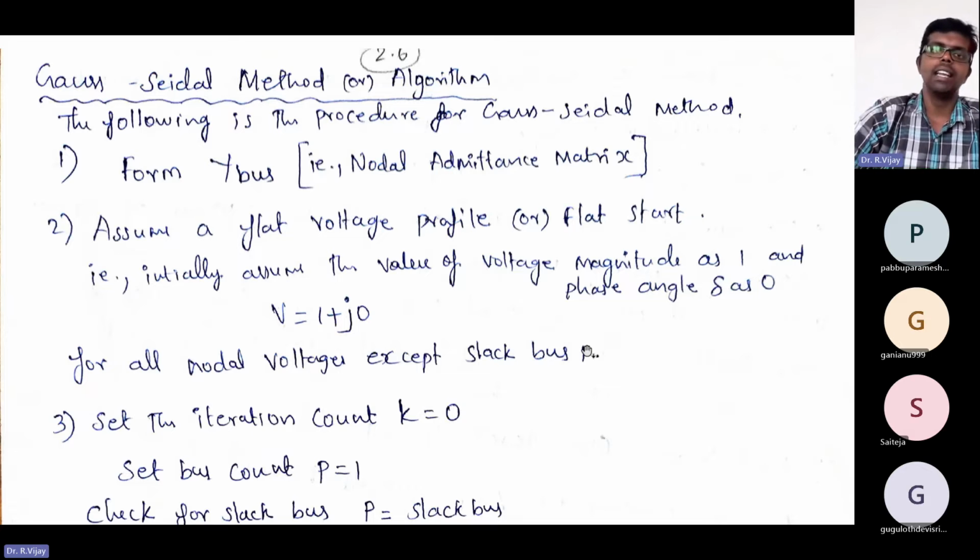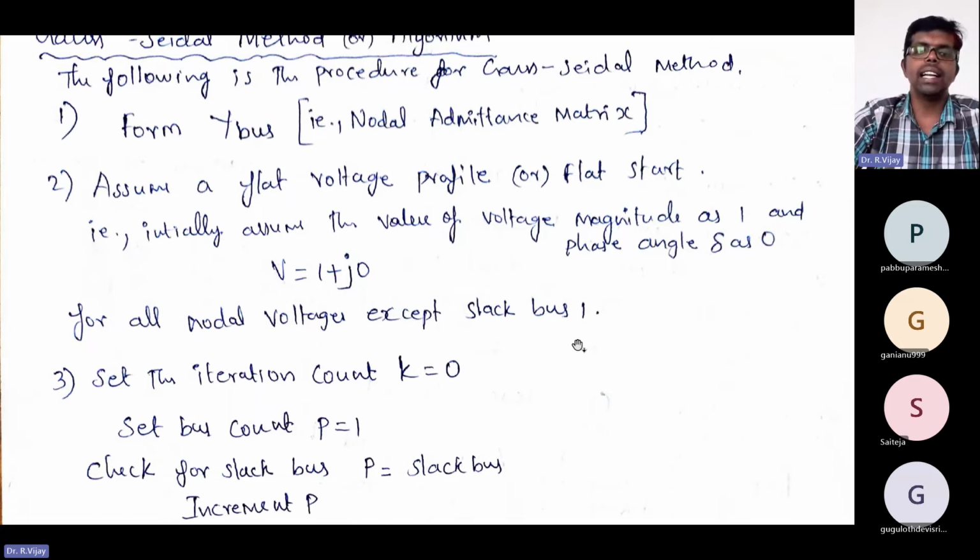Okay, slack bus. Many books will tell you 'except the slack bus', but they won't tell you why you are not calculating for the slack bus. Because the slack bus is already given in the problem. V and delta are already mentioned, so there is no need of following that.